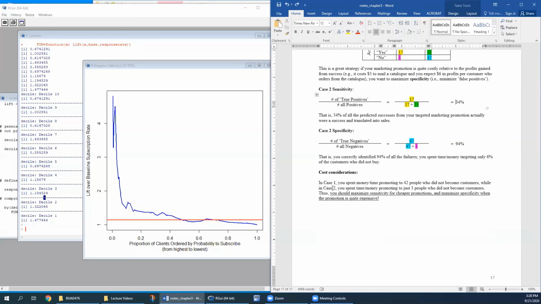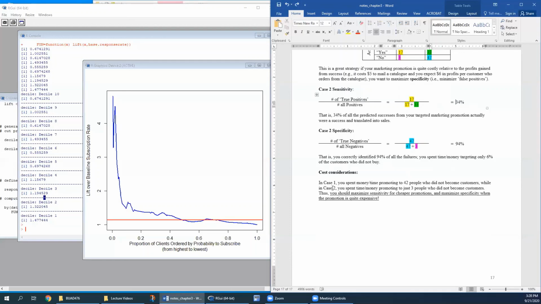That's why in case 2 you target a smaller proportion of customers, and you really want specificity to be higher than sensitivity. So in sum, you should maximize sensitivity for cheaper promotions and maximize specificity when the promotion is expensive.